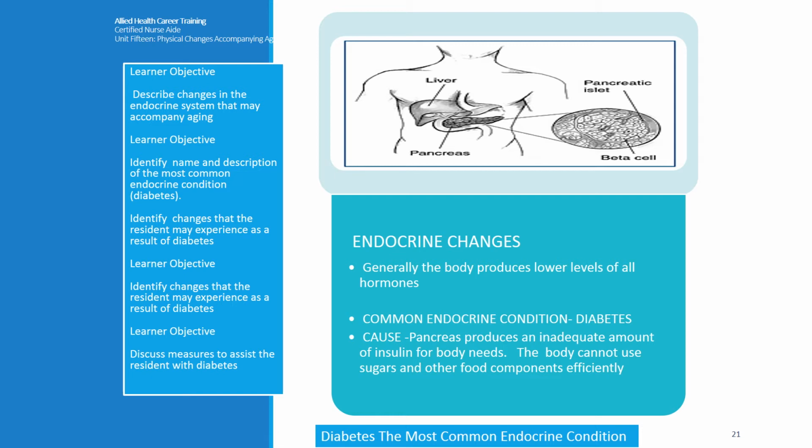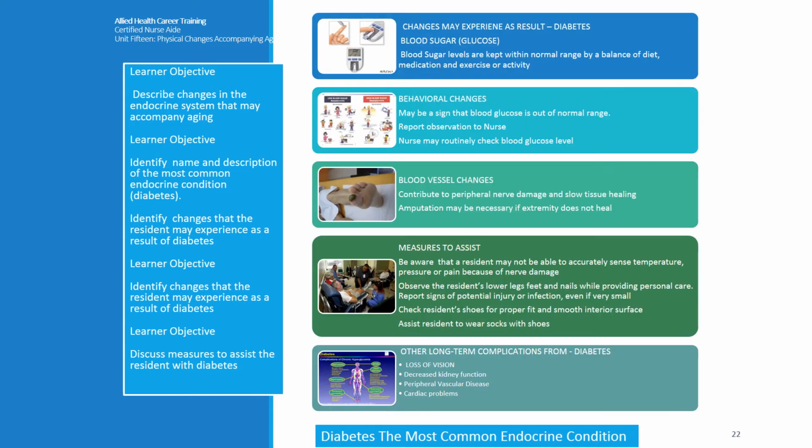So, some common endocrine conditions, the main one is diabetes. We've already really talked about that in the diabetes video, so we'll brush over it a little bit again. This is where the pancreas produces an inadequate amount of insulin for the body's needs, and the body cannot use sugars and other food components effectively. So, some different changes that may result: blood sugar levels may be difficult to keep in range. So, people may need a different diet, medications, exercises. Behavioral changes may be a sign that your blood sugar is out of normal range.